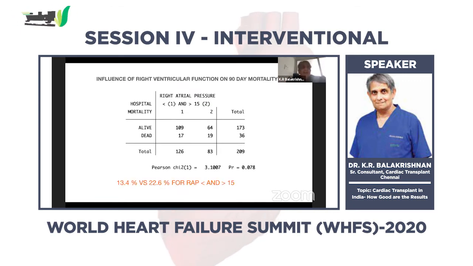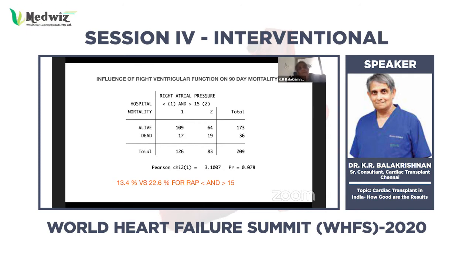Interestingly, and this is where our results become interesting, we are historically and conceptually taught and told that poor right ventricular function is an automatic indication for a transplant because they don't do well with a VAD.